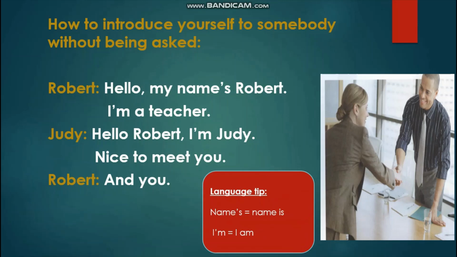Here we have the short form of names. As you see here in the conversation, كما شاهدنا بالمحادثة, Robert said, "Hello, my name's Robert." Name's means name is. Okay? And Judy said, "Hello Robert, I'm Judy." I'm means I am. Okay? Name's means name is. So the short form is name's and the long form is name is. The short form is I'm and the long form is I am. Okay, let's move to the next section.